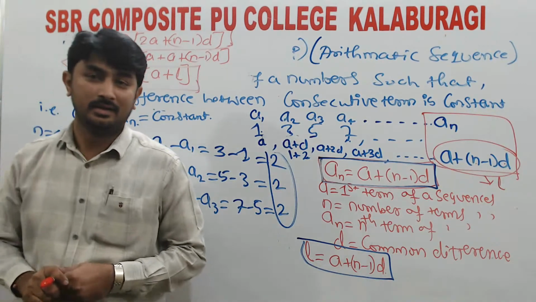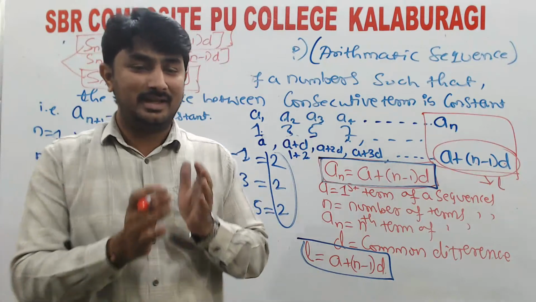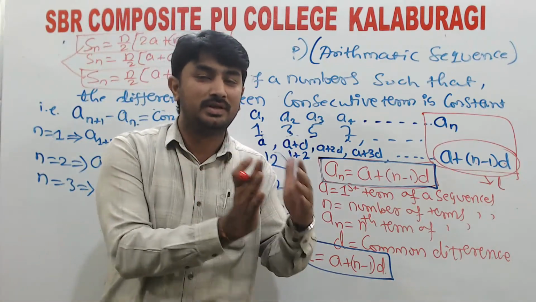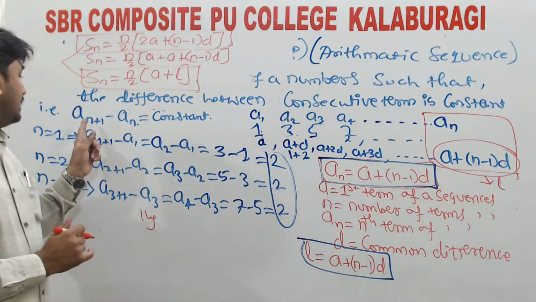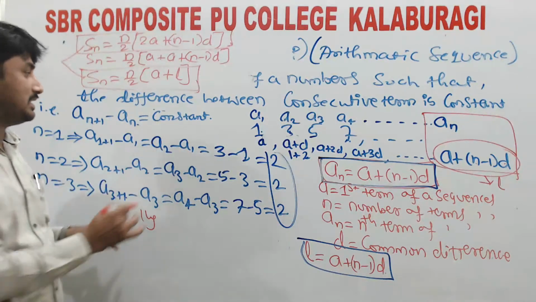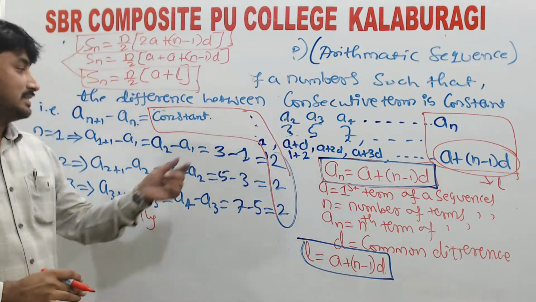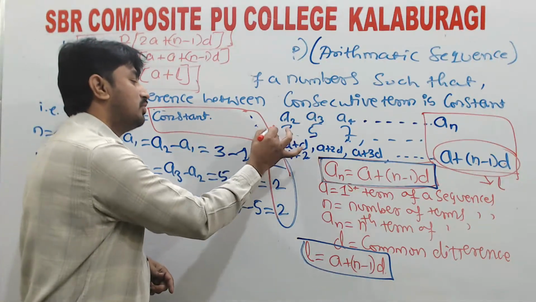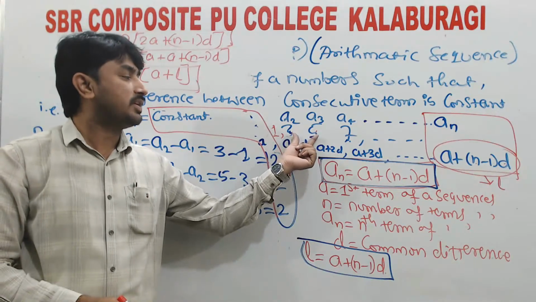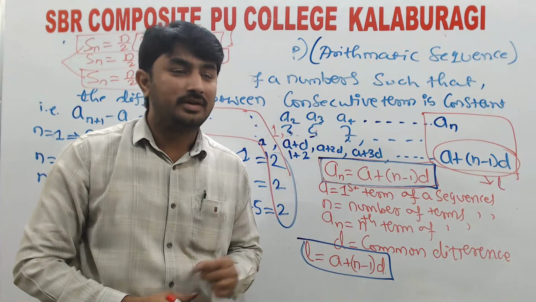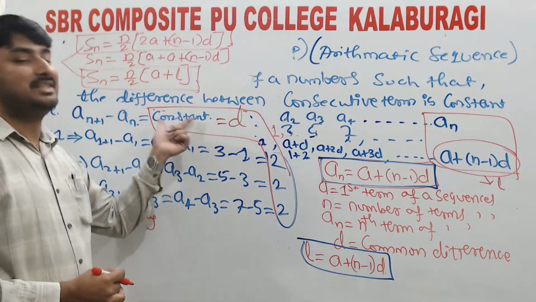So I repeat once again: an arithmetic progression is a sequence of numbers in which the difference between consecutive terms is always constant. That is, an plus 1 minus an is always equal to a constant. See here, the constant is always the second term minus the first term: 3 minus 2 is 2, 5 minus 3 is 2, 7 minus 5 is 2. So if the difference between consecutive terms is always constant, it is called an arithmetic progression. This constant term is also called d, the common difference.